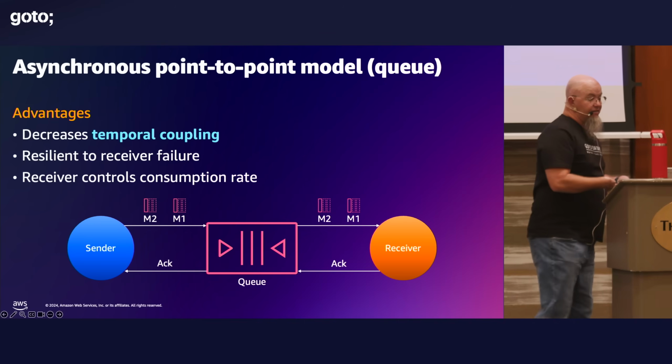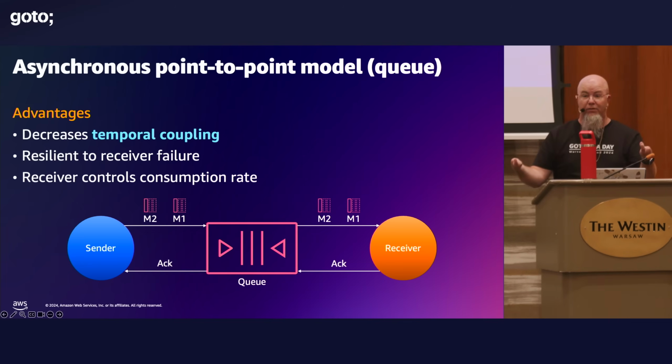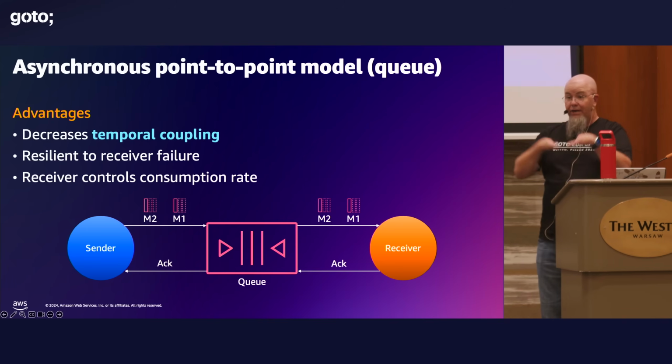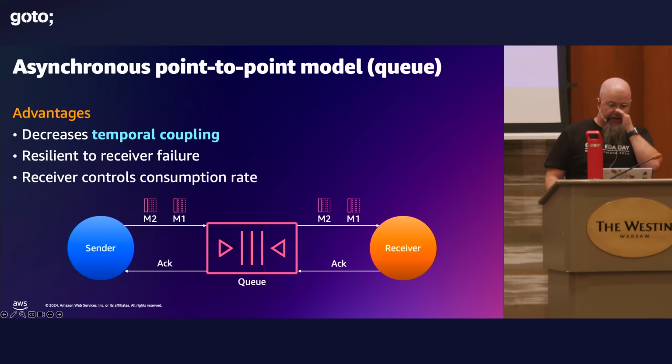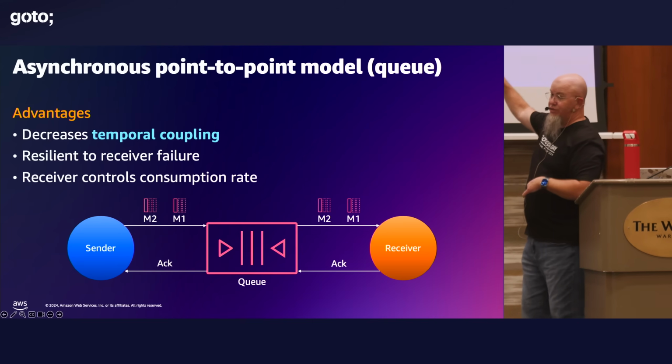And the other advantage here is it's resilient to receiver failure. If the receiver is not available, the client or the sender can still just keep dumping events into the queue. And when the receiver comes back up, then it's cleared out. And the third thing is the receiver controls the consumption rate.